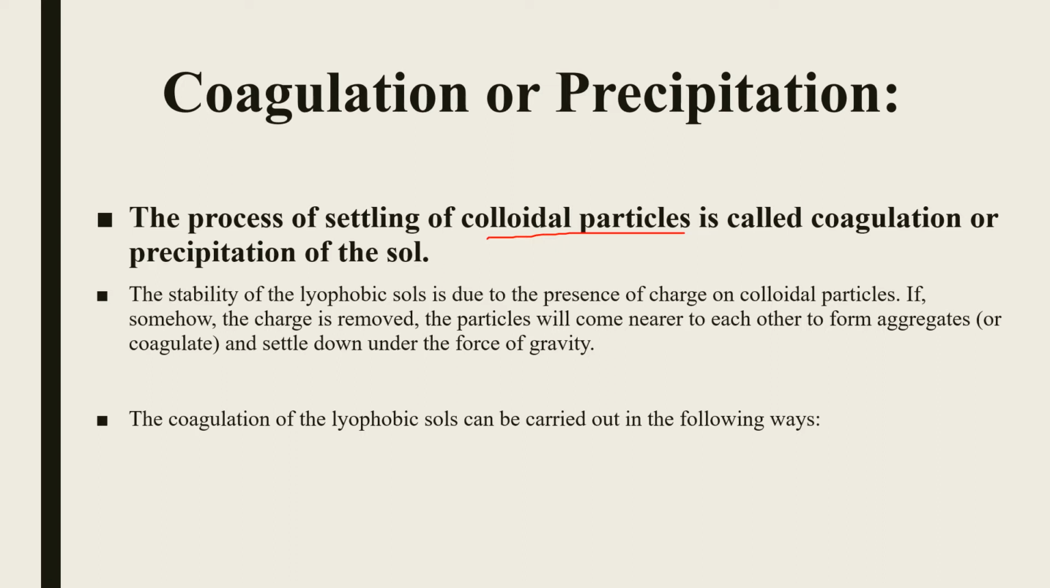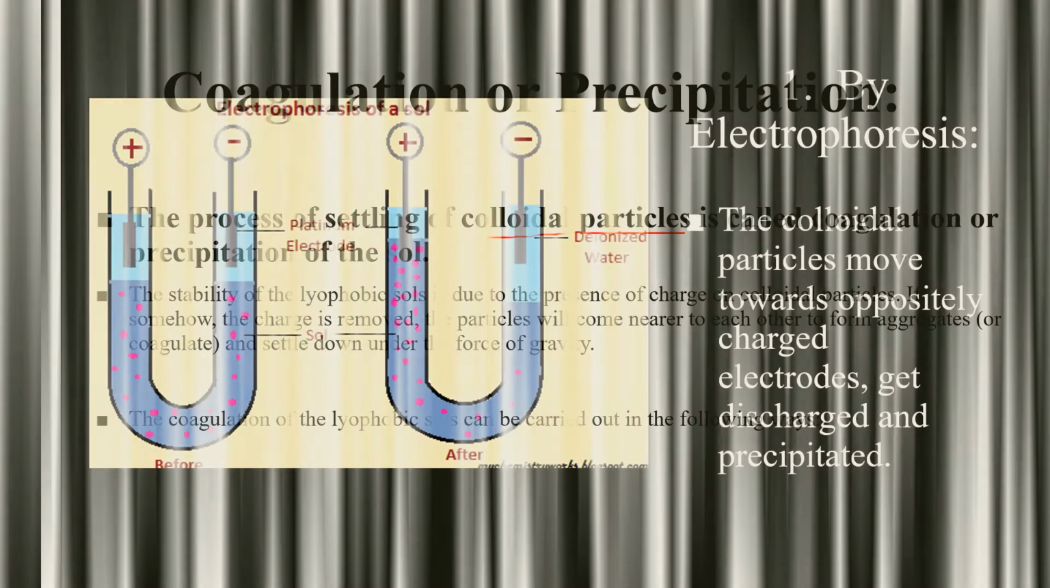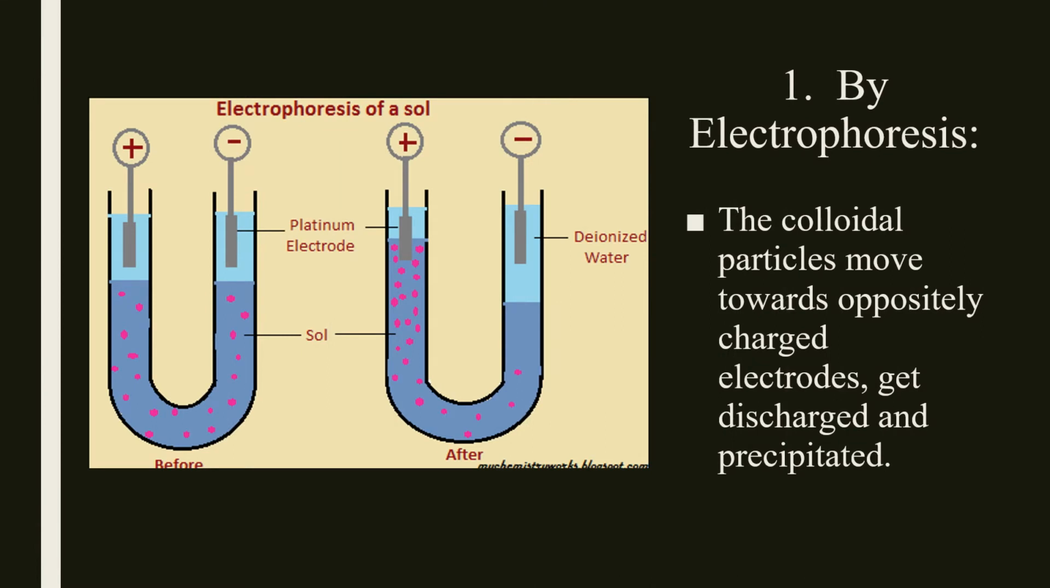So coagulation of a lyophobic sol can be carried out by the following ways. Let's see the ways. First method is by electrophoresis. The colloidal particles move towards a positively charged electrode, get discharged and precipitated.